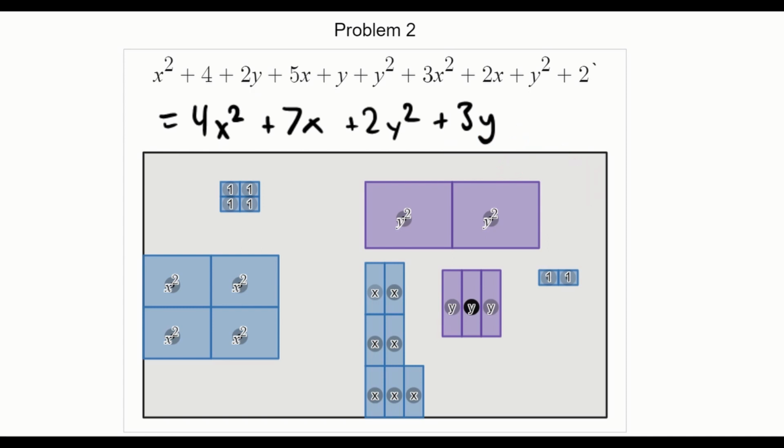And finally, let's go and group our ones. We have a plus 4 and a plus 2. And so 4 plus 2 is going to add up to plus 6. So our final answer, we have 4x squared plus 7x plus 2y squared plus 3y plus 6.